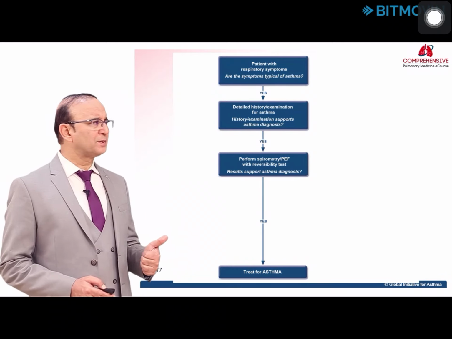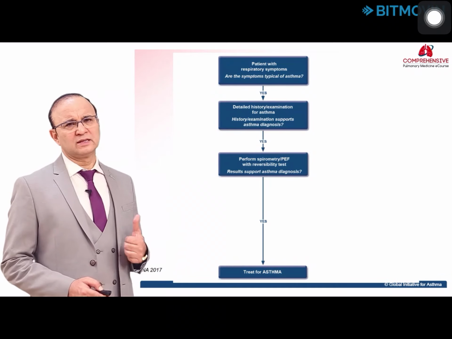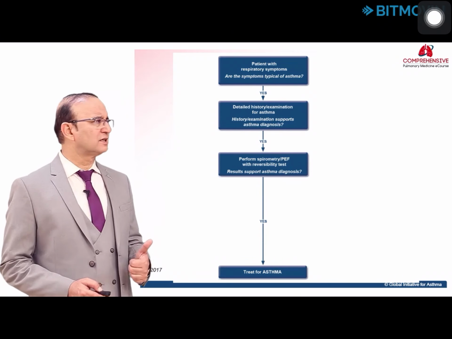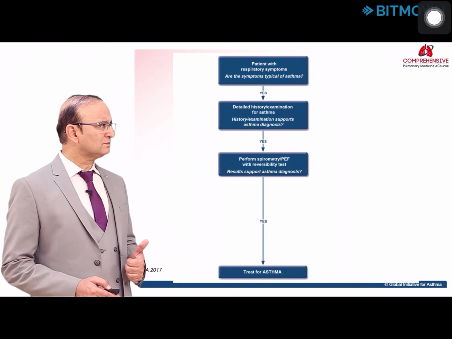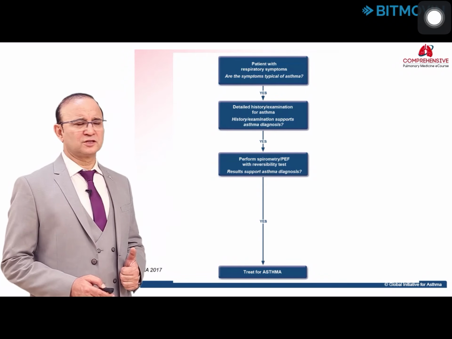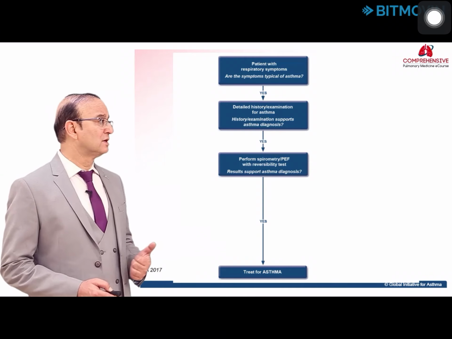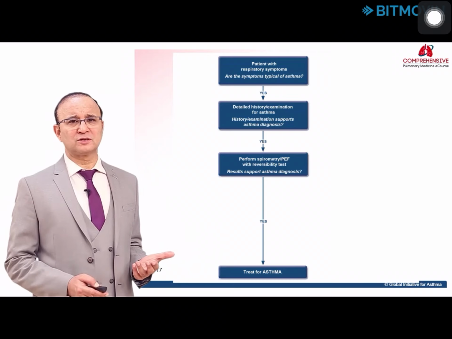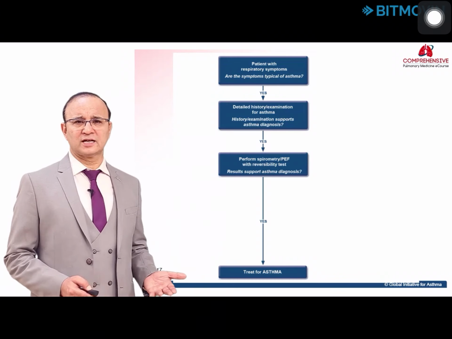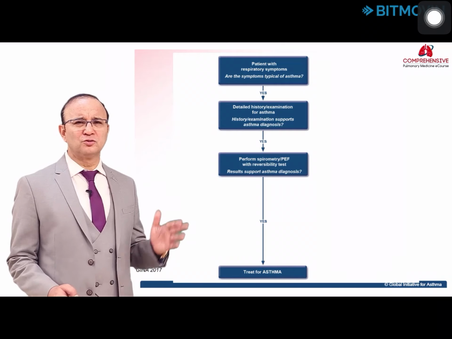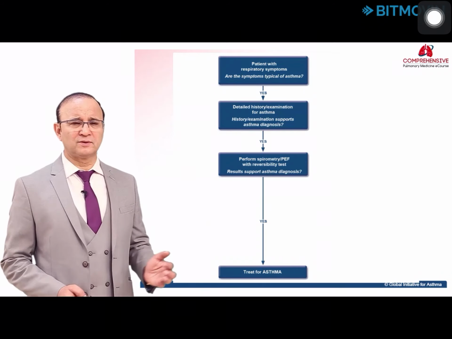Are the symptoms typical? If they are typical, then you do a history. After you do a physical examination of the patient, and if it is also suggestive of asthma, then you get a lung function, a spirometry or a peak expiratory flow rate, and do a reversibility test. If it shows reversibility, you are sure it is asthma. So more than 50% of the patients would show this pattern, and you are very sure of asthma.